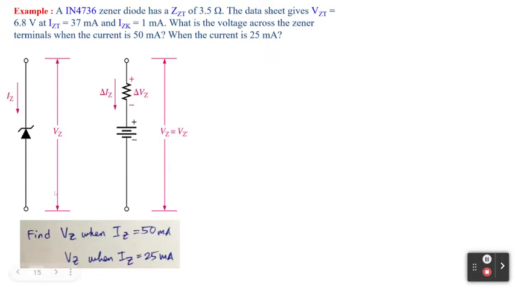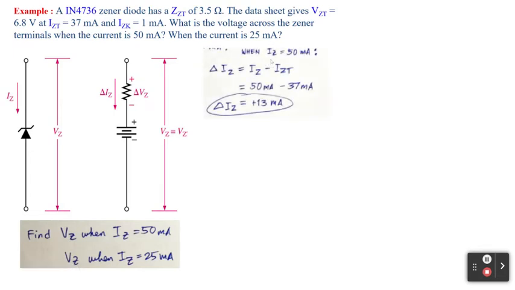All right. So again, this is the same given problem, and we will find the VZ here when IZ is equal to 50 milliampere. So to do that, we have to take note the IZ is 50. So IZ minus IZT. So 50 milliamperes minus 37 milliamperes will be positive 13 milliamperes. Now, this is clearer because I wrote down the substituted values for IZ and IZT. So it's 50 milliamperes minus 37 milliamperes. We got 13 milliamperes. I hope that's clear.